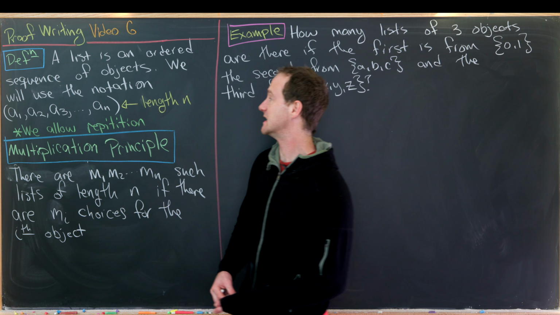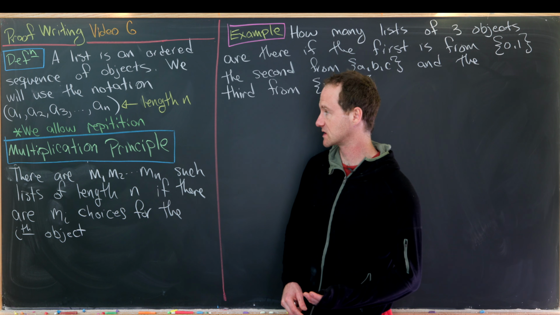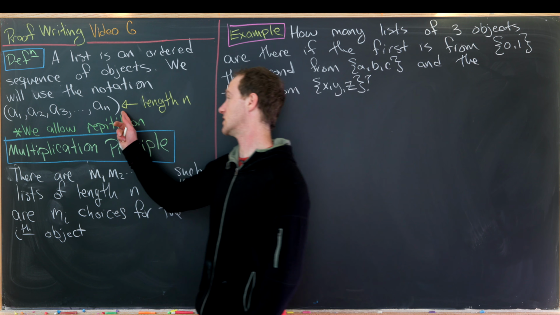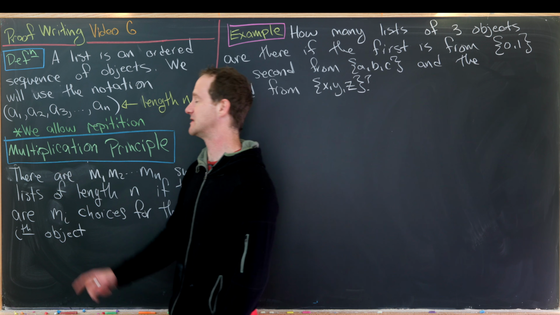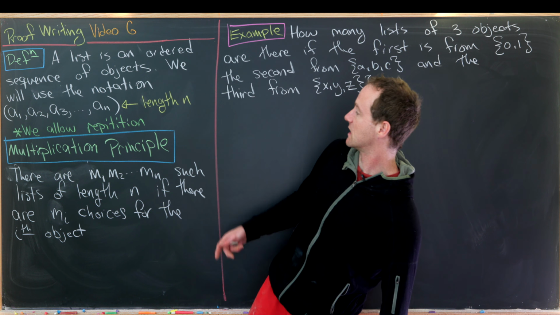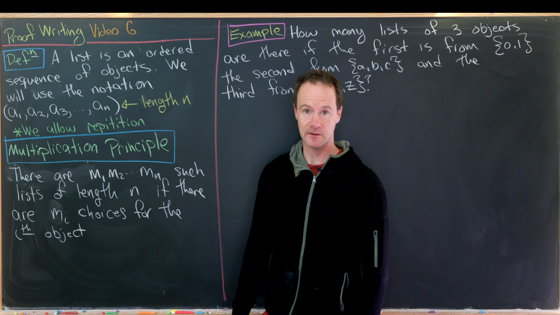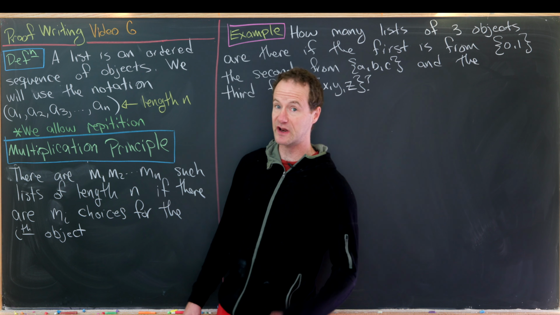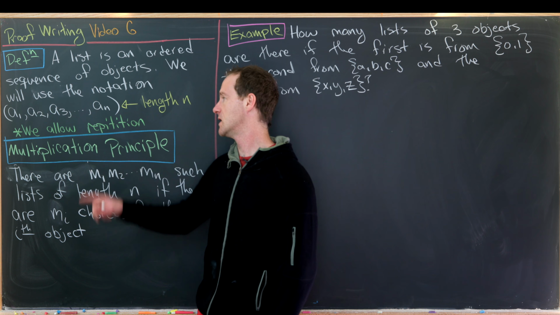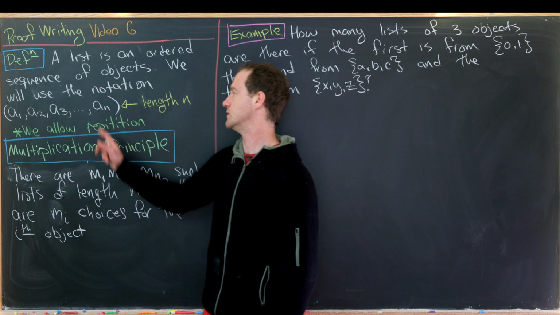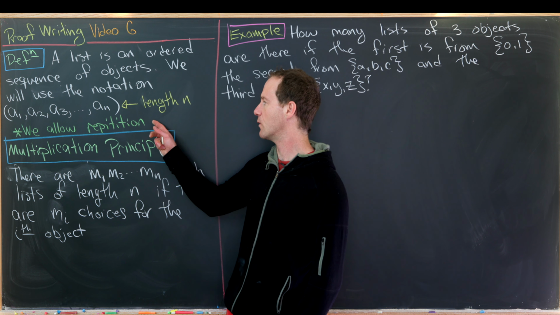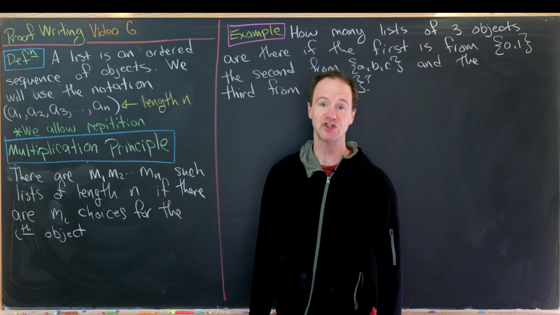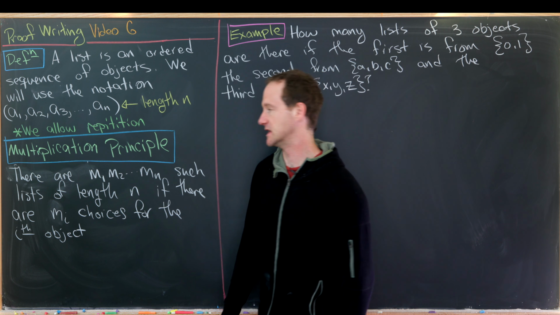A list is an ordered sequence of objects. We'll use the notation in parentheses like this: (A1, A2, A3, up to AN). This is a list of length N. The first entry in this list would be A1, the second entry would be A2, the nth entry would be AN. And I'd like to point out that we will allow repetition as we define our lists.